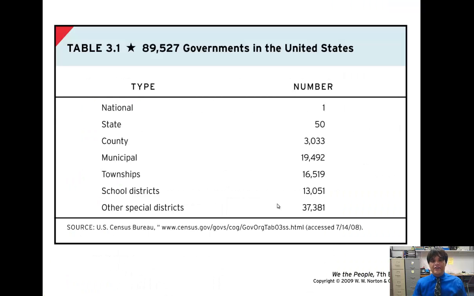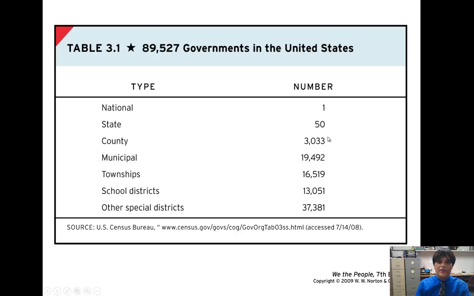This is how federalism breaks down in the United States. Federalism is this idea that we have an overarching federal government, and then we also have state governments below it. But below the state governments, on this tier here, we also have county and municipal governments, townships and school districts as well. So you have one overarching national government, but then you also have 50 state governments.